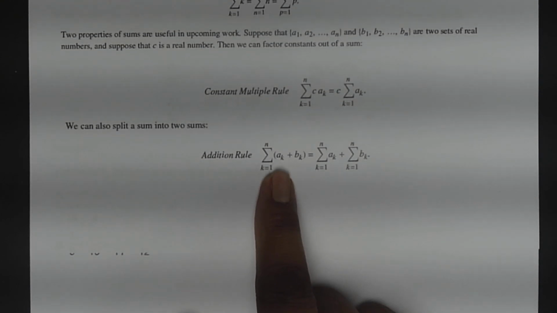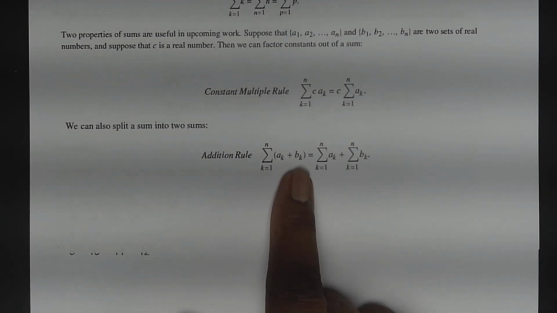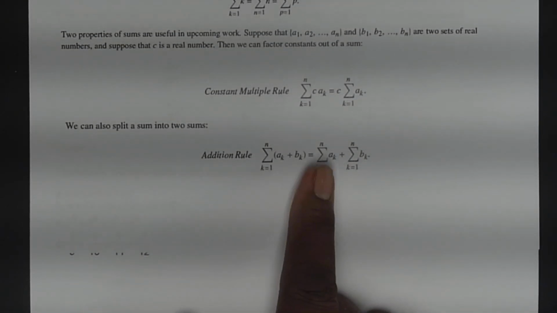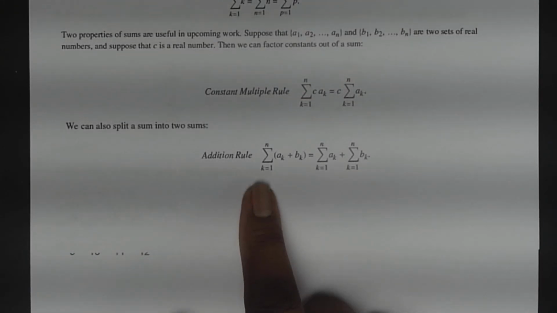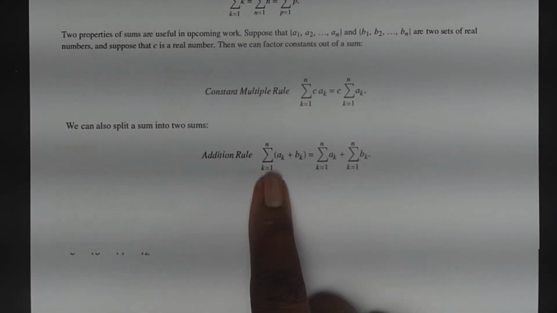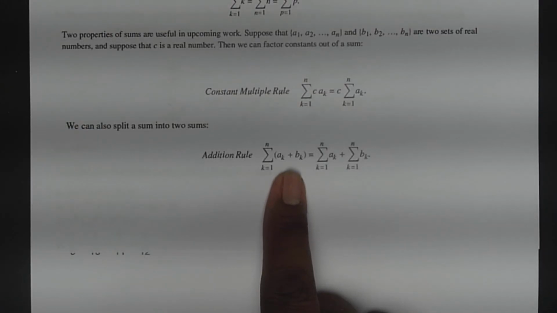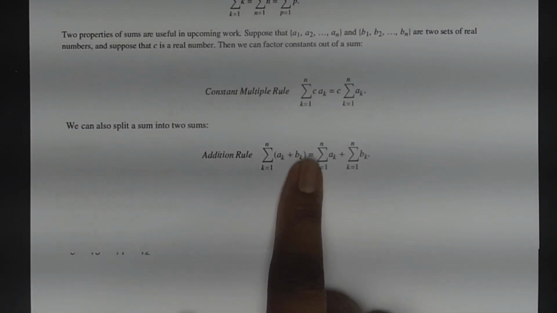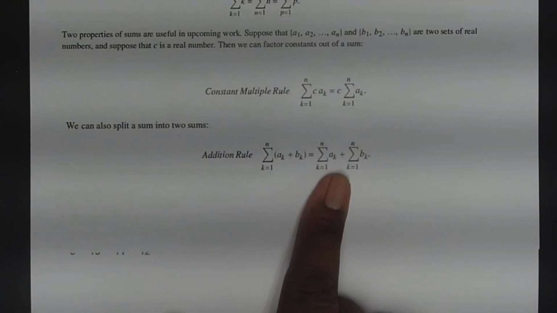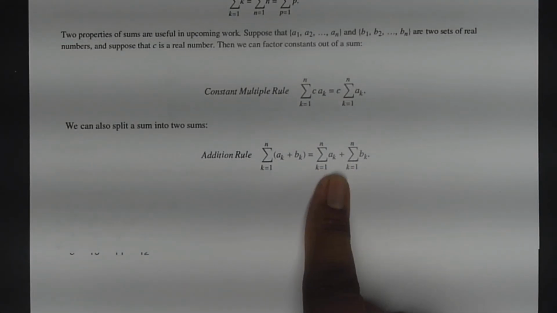And also we can split a sum into two sums. That means if I have the summation of a sum, I can break it up as the sum of the individual summations. So the summation from k equal 1 to n of a sub k plus b sub k, I can write as the summation from k equal 1 to n of a sub k plus the summation from k equals 1 to n of b sub k.